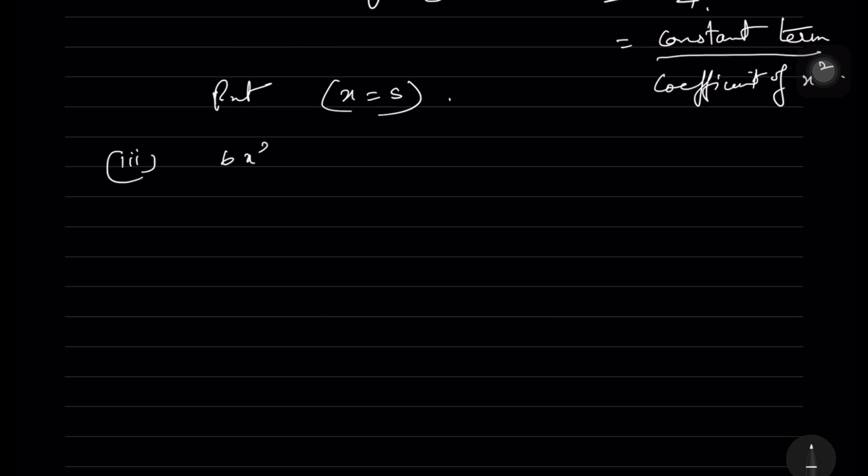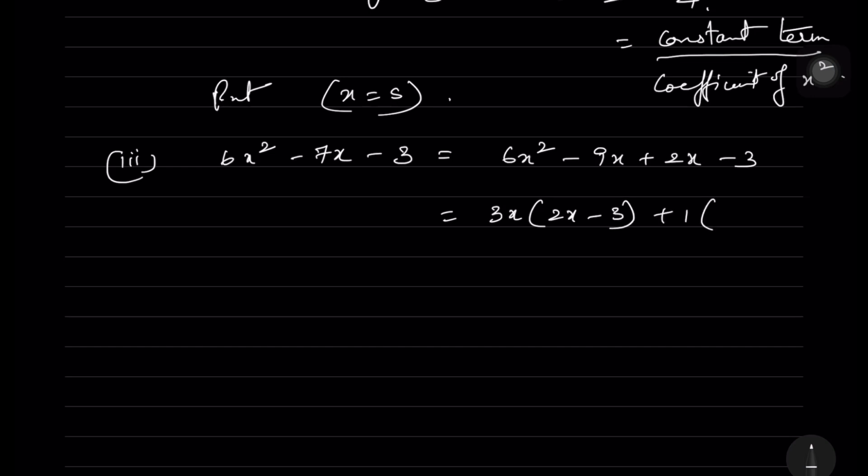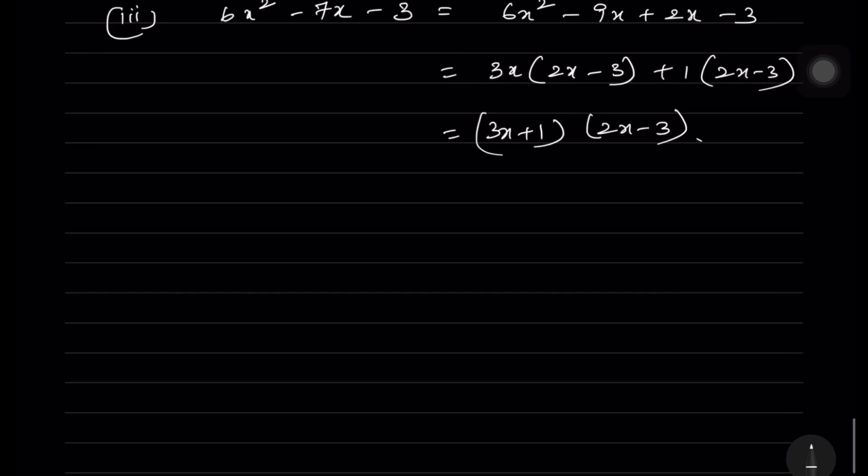Now in this second problem, actually x is equal to s, but I put it as x only and did. So please change it to s. Okay. So now the third one is written, minus 7x can be written as minus 9x plus 2x. So you factorize that, you get it as 3x plus 1 into 2x minus 3.